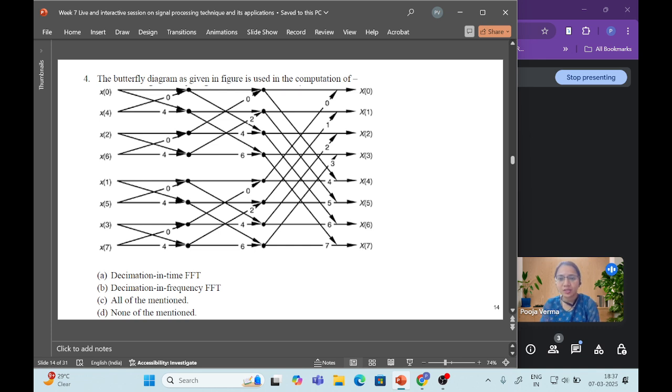Now next question is, the butterfly diagram as given in figure is used in the computation of, it is used for which one? Can you answer for which FFT algorithm it is following? Either decimation in time FFT or decimation in frequency FFT. Option C, all of the mentioned, or option D, none of the mentioned. Can you answer? It is used for which one? Either DIT or DIF.